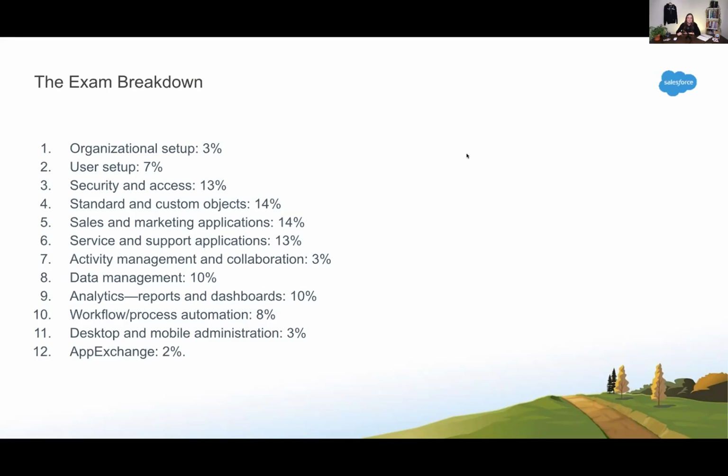Security and access. So once you've got these down packed, it's good to give the other ones a bit more attention, starting at the higher percentages and then kind of working your way down. The smaller topics like app exchange or organizational setup may only have a couple of questions in the whole exam, so it's not worth as much of your time to be focused on those.